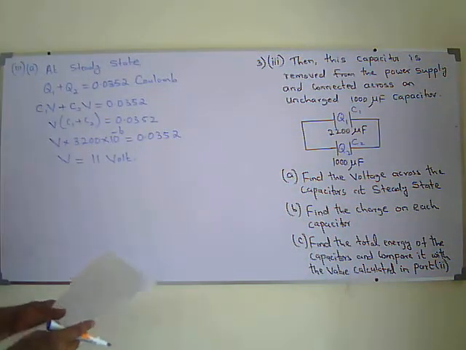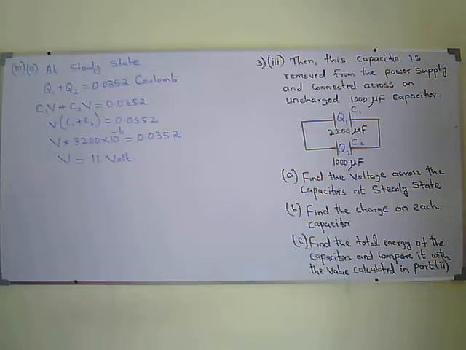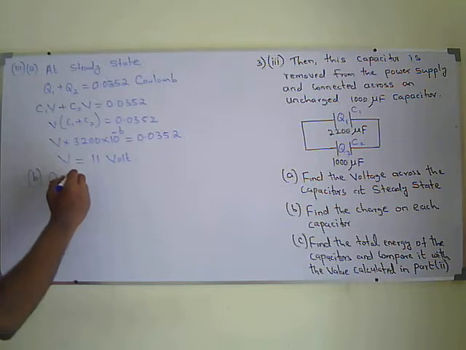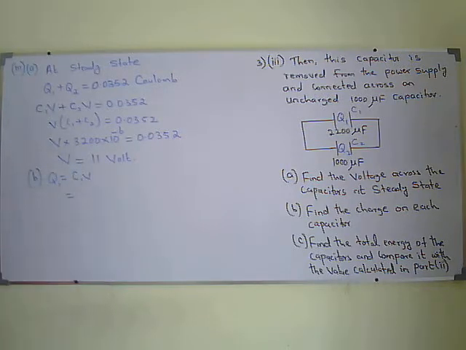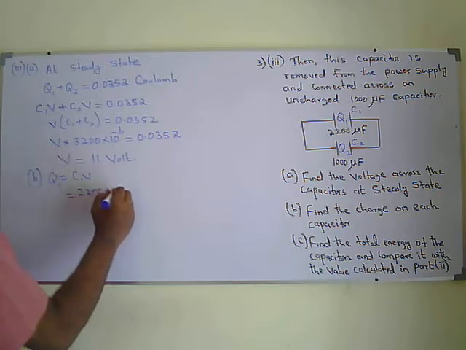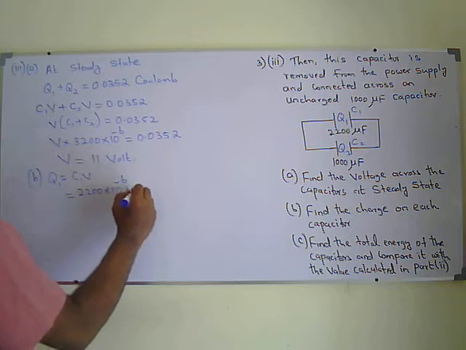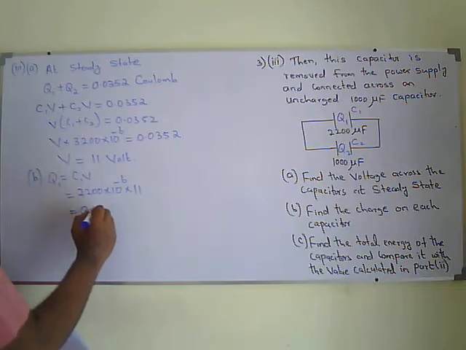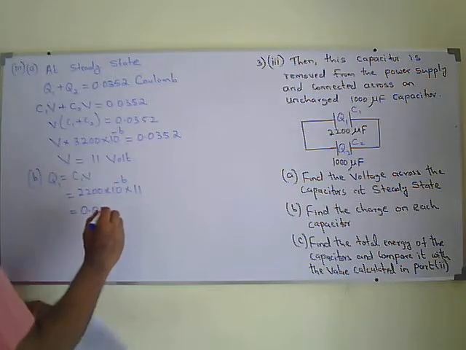Next part, find the charge on each capacitor. That's simple. Q1 is equal to C1 V. So C1, I know, is 2200 times 10 to the power minus 6, into 11. Solve it, and you will get the charge Q1, that is 0.0242 coulomb.